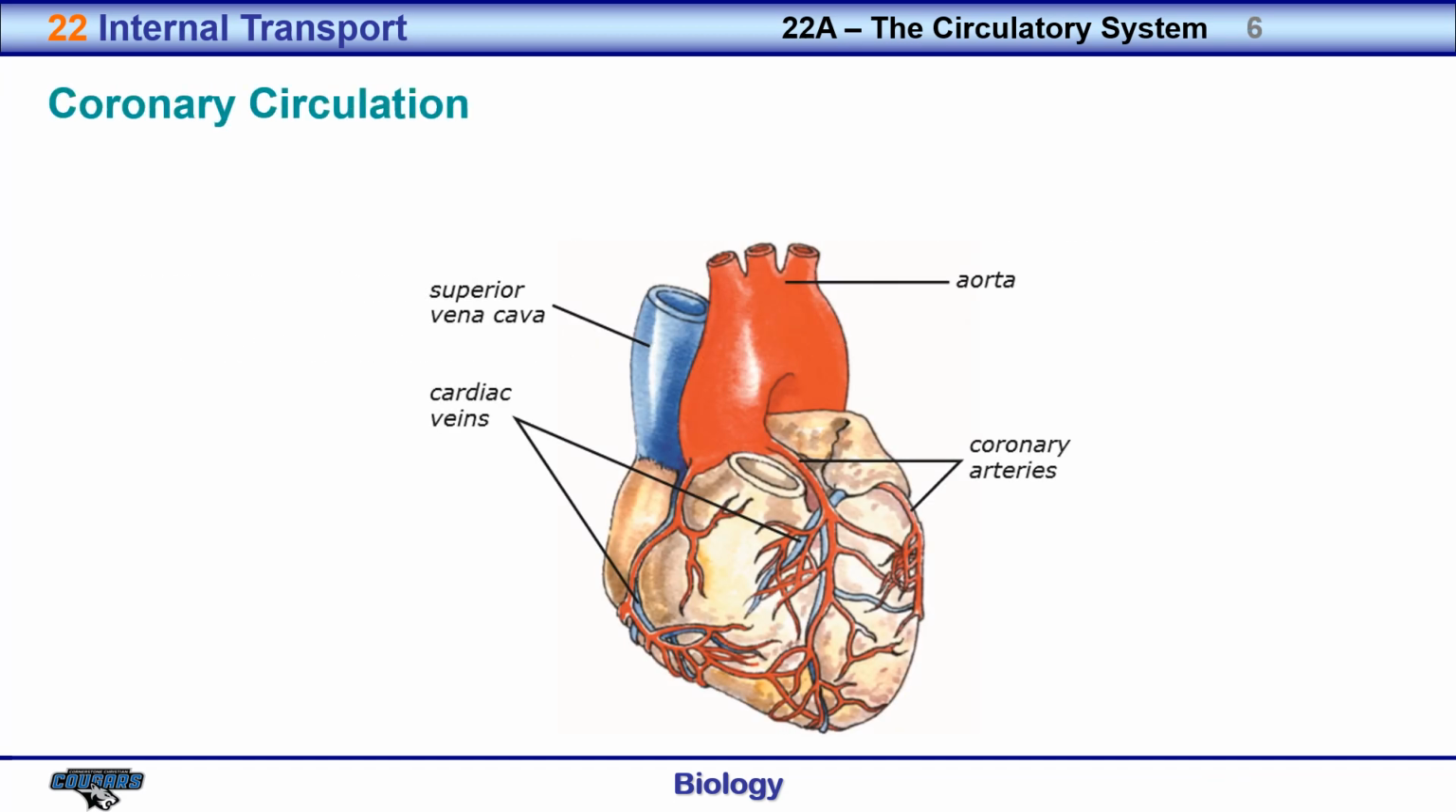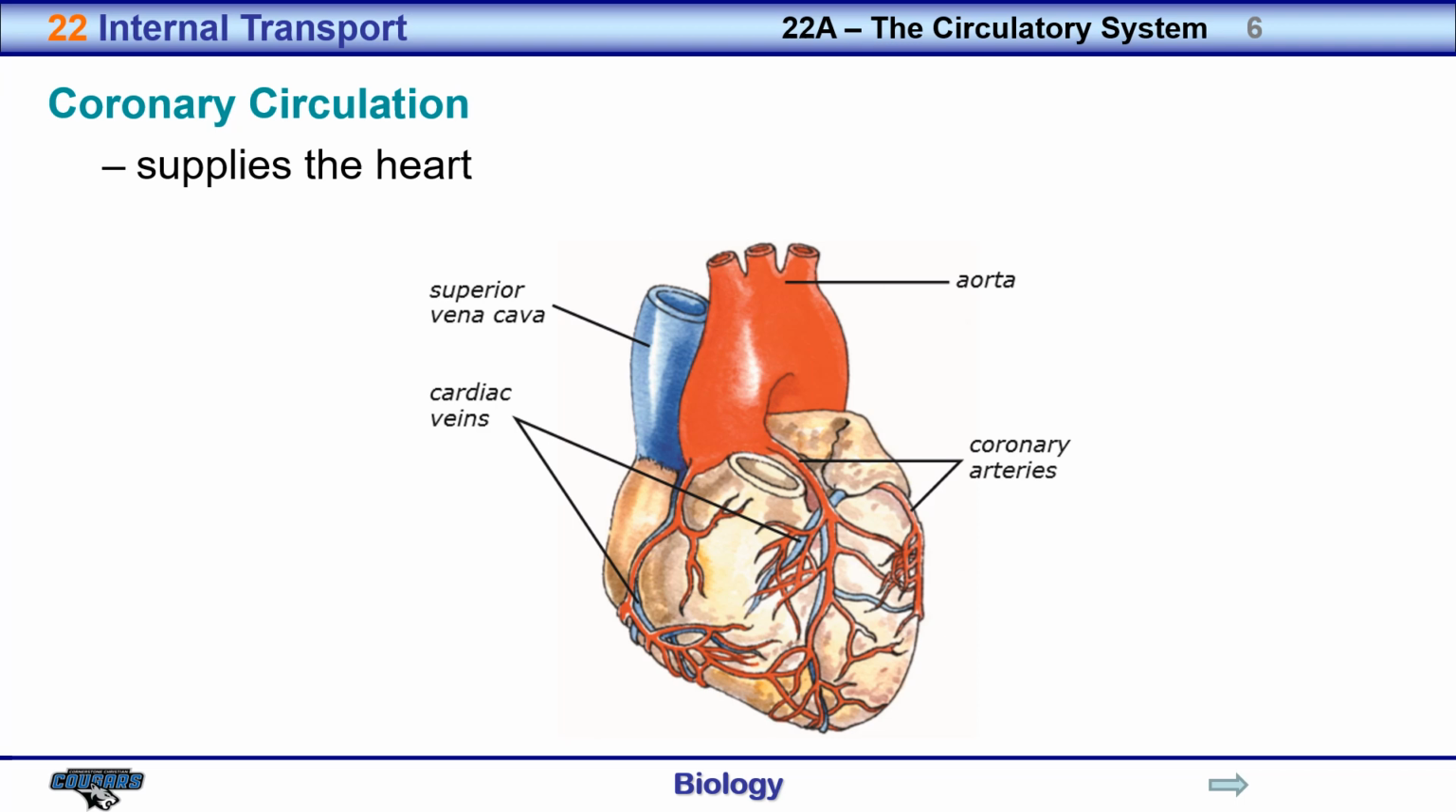Now, another circulation, actually not another circulation, but a smaller circulation within the systemic is what we call the coronary circulation. And the coronary circulation supplies the heart. It carries blood into and out of the heart muscle. And there are two coronary arteries that carry blood away from the heart, and they branch off of this aorta.